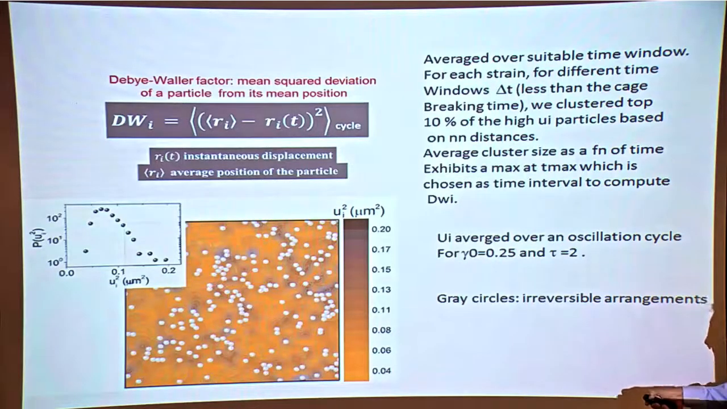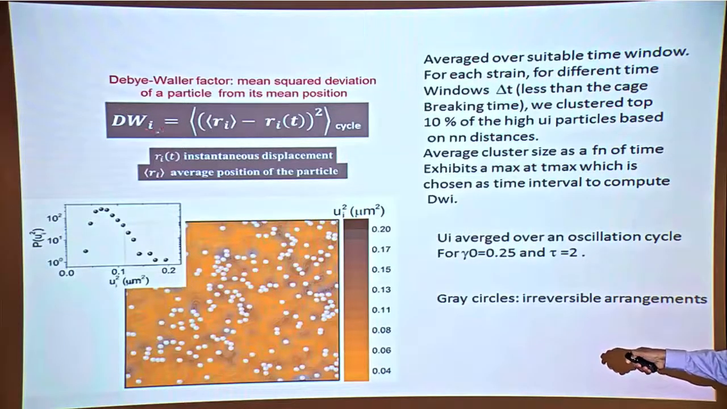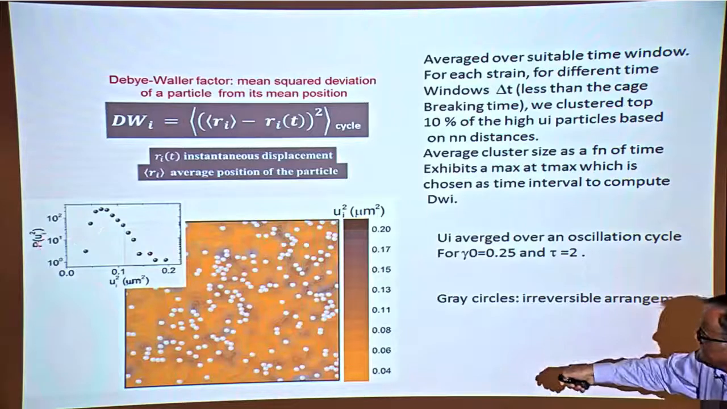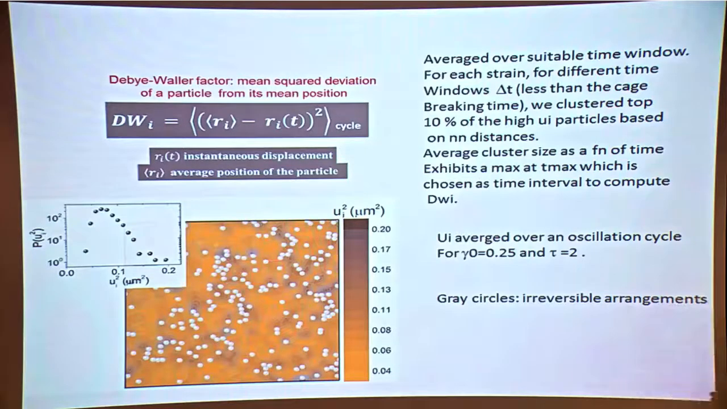And you can see that this is the range. This is the high u_i, this is the low u_i. This is the Debye-Waller factor for a particle i, and this is the distribution P of u_i squared. What we have superimposed, these gray circles, are the irreversible particles. So we see at the end of the cycle which are irreversible particles, and there is a beautiful correlation of these localized soft regions, which have high Debye-Waller factor, to this irreversibility, which means irreversibility is occurring in those regions, which is not surprising. This is what intuitively you would think.